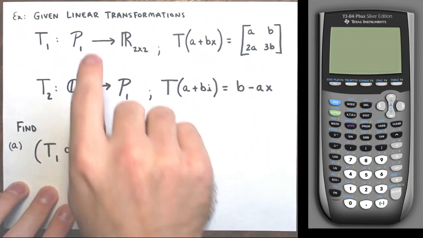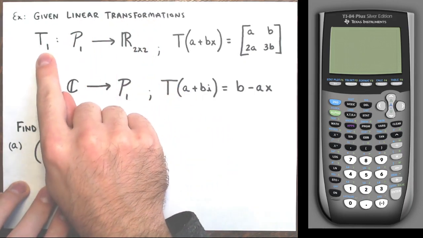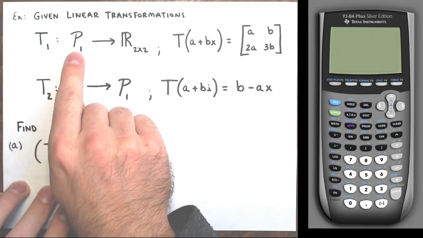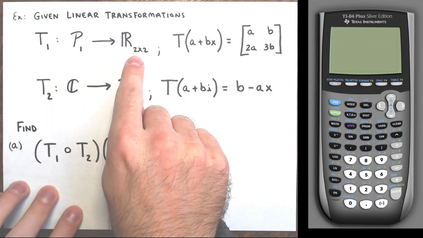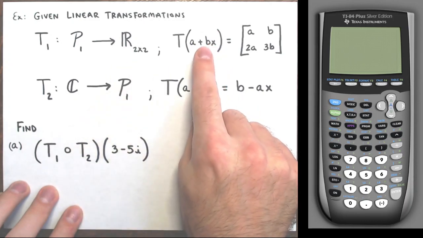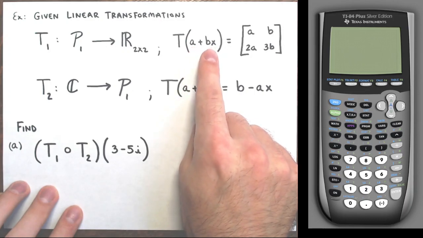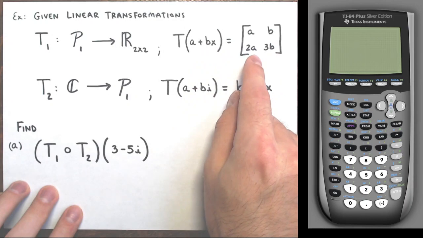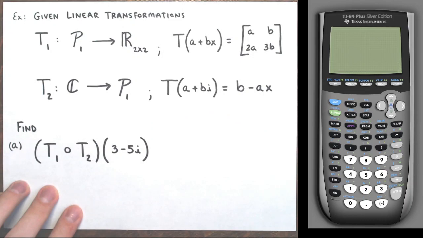All right, so here we're given linear transformations. T1 is a transformation from P1, right? This is the set of all polynomials of degree 1 or less, to R2 by 2, and remember this is the set of all 2 by 2 matrices with real entries. And the rule does this. It takes a polynomial of degree 1 or less, which all look like this, a plus bx, and sends it to this 2 by 2 matrix with a, b, and then 2a and 3b as the entries. Right? And a and b are assumed to be real numbers here.